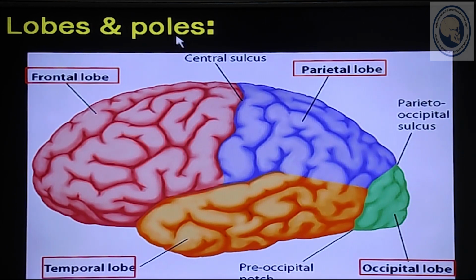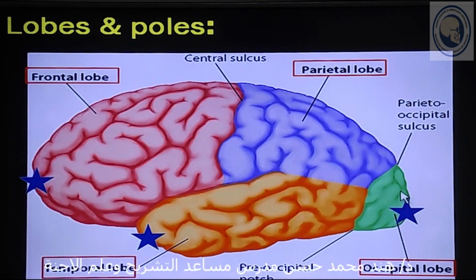What about poles? We have three poles. We have the frontal pole, which is the anterior end of the frontal lobe, temporal pole, which is the anterior end of the temporal lobe, and finally the occipital pole, which is the posterior end of the occipital lobe. So about each cerebral hemisphere, we have three borders, three surfaces, three poles, but four lobes and four major sulci.